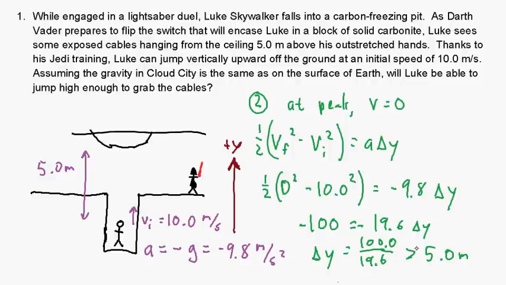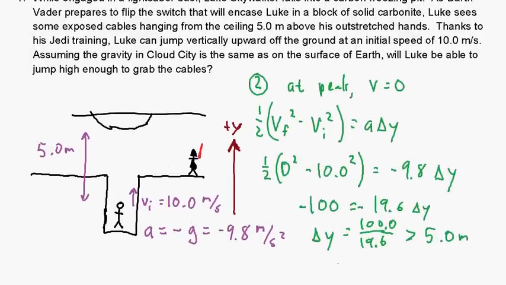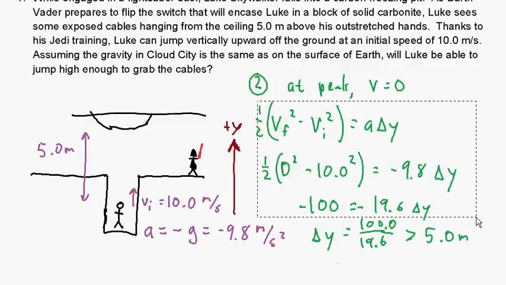Those are the 2 most easy to see ways. If you don't remember this equation here, this 1/2 Vf squared minus Vi squared equals a delta y, then you can use the other 2 equations to get there. So let's say we had not remembered this.